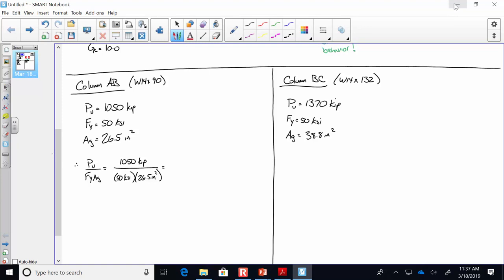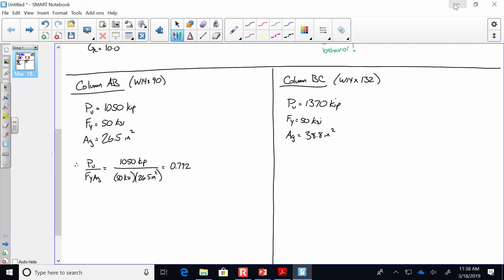And what does this come out to be? 0.792? All right, I'm going to carry that one out one more. Okay. All right. So let's be clear. What this is saying is this column is loaded to about 79% of its yield load. So this column is seeing some pretty hefty load.